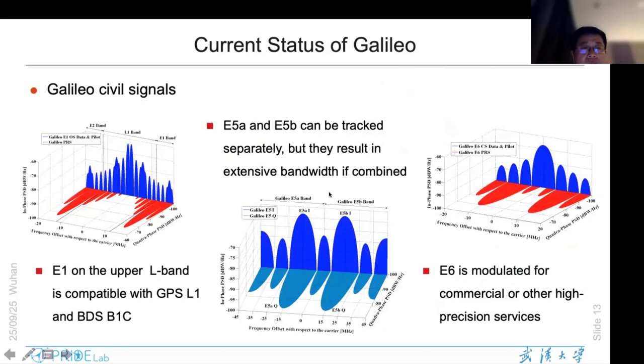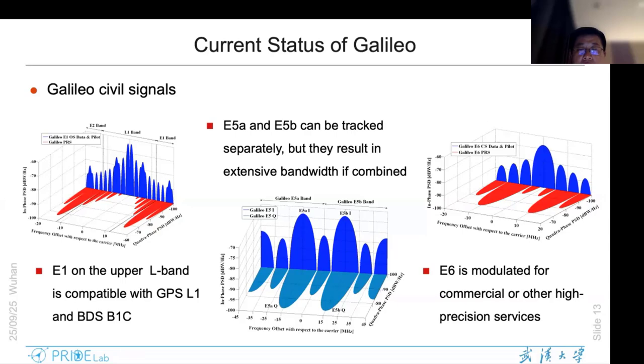Right, this is the signal composition of the Galileo constellation. It has E1 on the L1 band, which is completely compatible with the GPS L1 and the BDS B1C signals. So these three kinds of signals are fully interoperable, and some common receivers can receive these three signals without any problem. The firmware may need to be upgraded, but the hardware can stay the same and can still benefit from the three constellations with interoperable signals like E1, L1, and B1C.